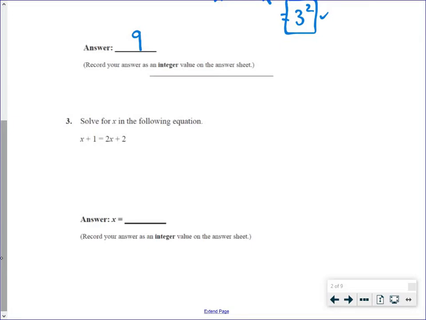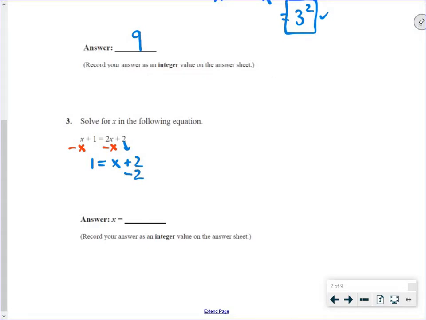So in order for me to do that, I'm going to bring all the x's to one side. So I'm going to go ahead and subtract x from both sides. So x minus itself on the left is just 0, so 1 remains. And 2x minus x on the right is just a single x, and we still have this 2. Okay, and so I've got to get rid of the 2 in order to get x on its own on the right. So do the opposite.